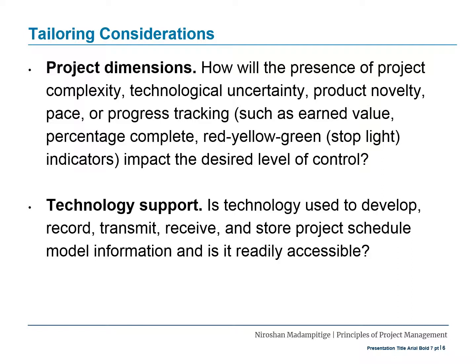The third tailoring consideration is project dimension. How will the presence of project complexity, technological uncertainty, product novelty, and progress tracking, such as earned value, percentage complete, red, yellow, green, or stoplight indicators, impact the desired level of control? So the answers to these questions will also help you to tailor the project scheduling approach to match your need.